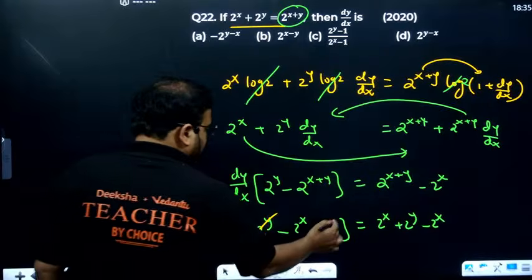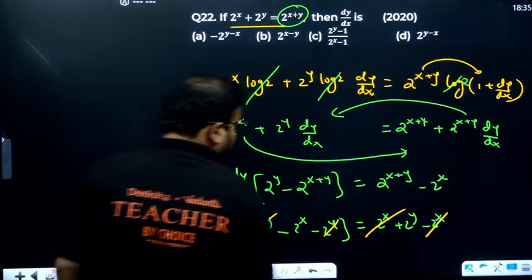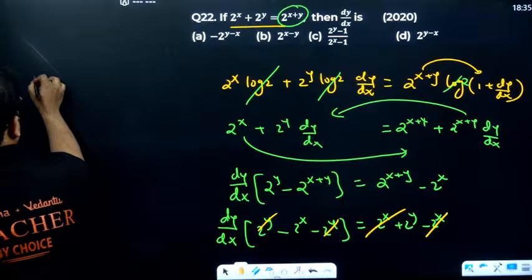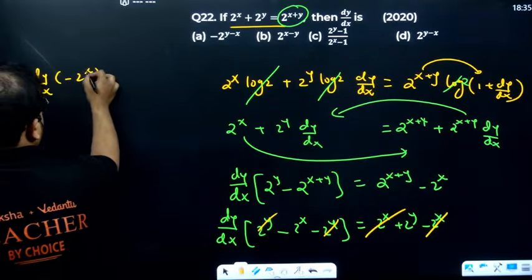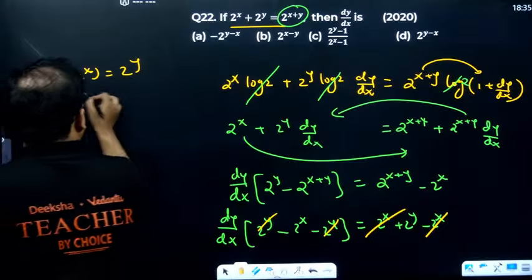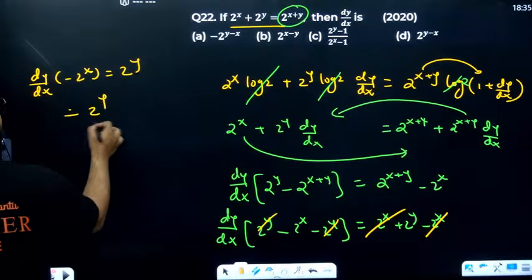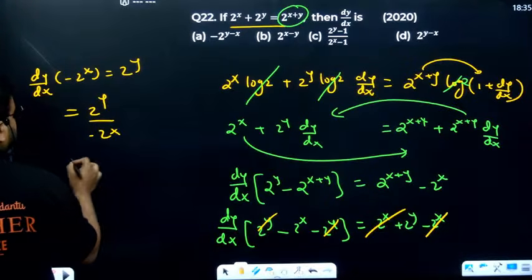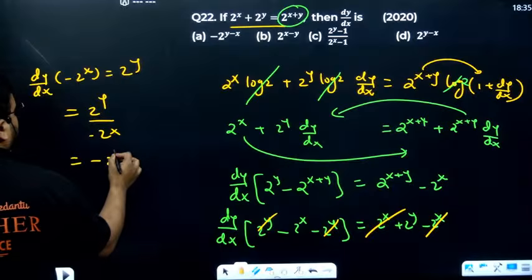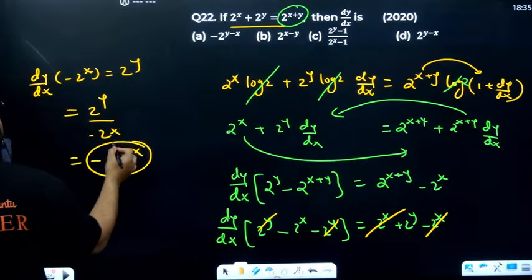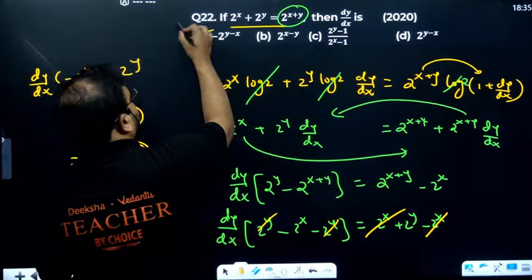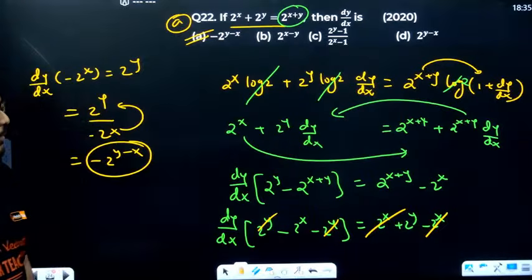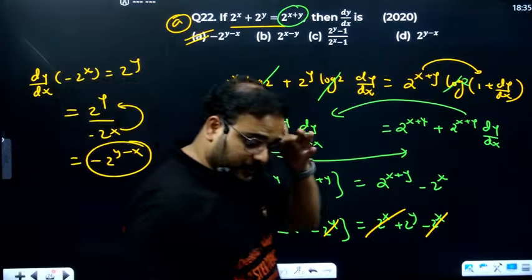Check this, and this cancels. Here x part is cancelled. So we are left with dy by dx times of minus 2 power x equals to 2 power y. Move on this side, 2 power y upon minus 2 power x. That becomes minus 2 power y minus x, because this will go up, right? Option is A. This is a good question, by the way.